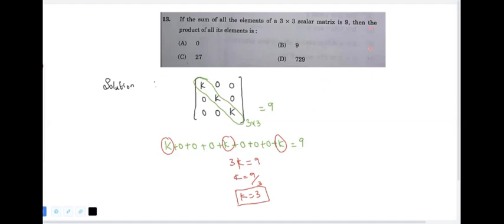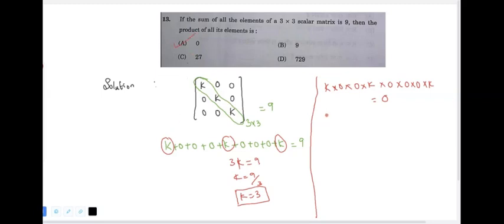Now it is saying, then the product of those elements is, so we have to find the product of those elements. Now what will be the product of those elements? That will be k into k into 0 into 0 into k into 0 into 0 into 0 into k. 0 into something is what? It is 0 itself. So the product of all elements will be equal to 0. That is option A.